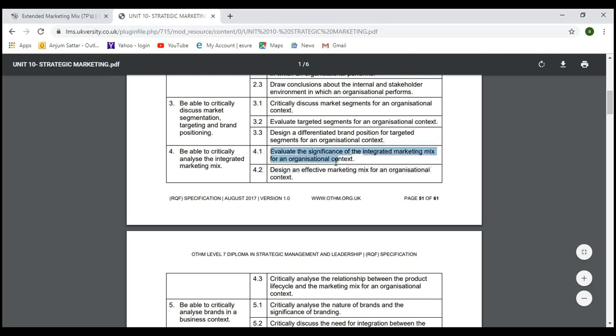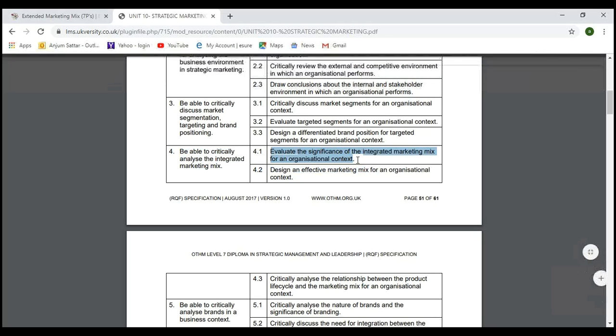Evaluate the significance of integrated marketing. Why is it crucial? As a marketing student, the marketing mix is also known as the 4 P's: product, price, promotion, and place, which is very crucial. If we don't follow the product, price, promotion, and place, we cannot achieve our organization objective. We need the right balance.